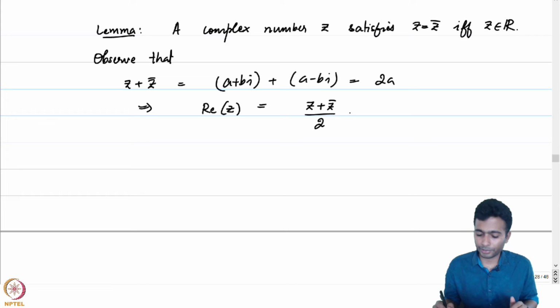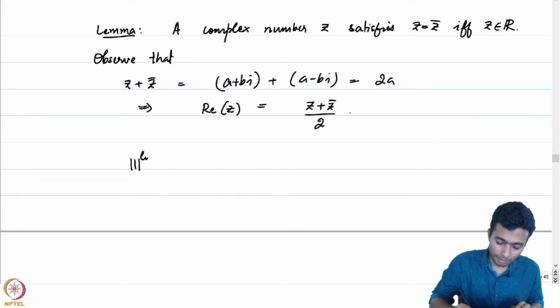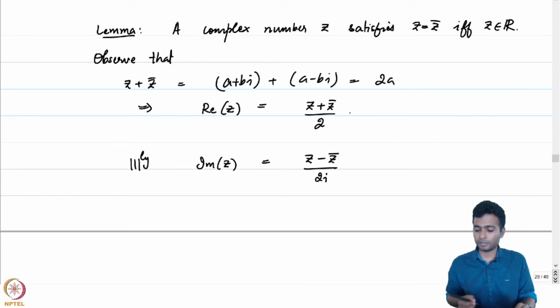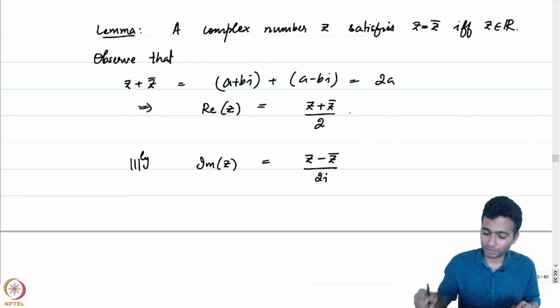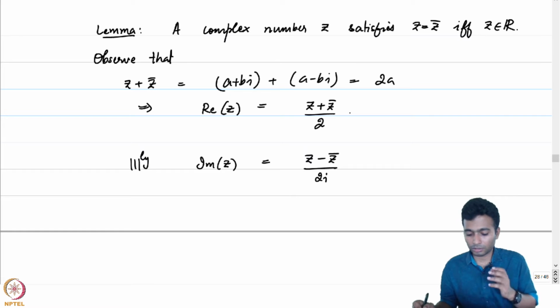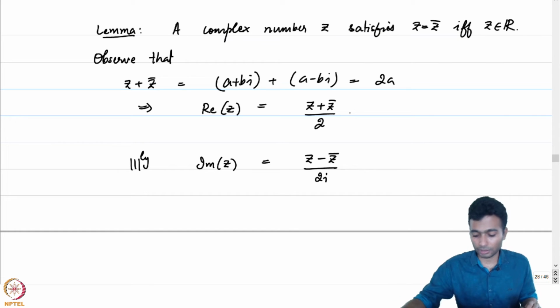We could do a similar computation and get hold of an expression for the imaginary part of z as well. You should check that this is z minus z bar by 2 times i. Remember that it's a field, you can invert i as well. So this is what the imaginary part of z will turn out to be.